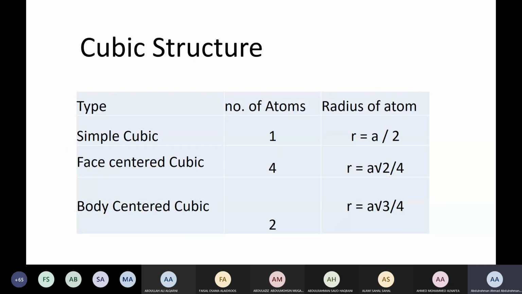But this is very, very important also. We said that we have 3 types of cubes. What are the cubes? Simple cube. What's the other one? Face-centered cubic. And the third one? Body-centered. You have to memorize the names. Then you have to know how many atoms are in the cube. In the simple cubic, how many atoms do you have? 1. 1 only.